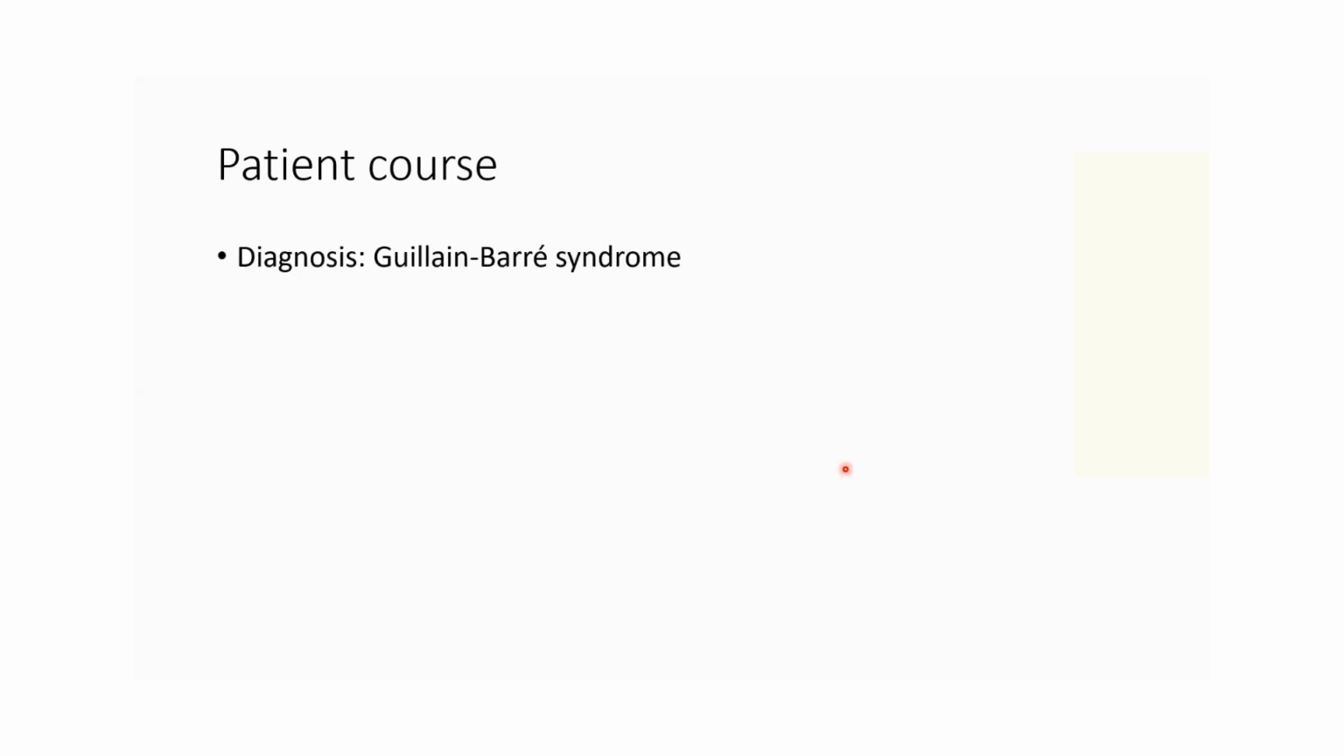So how did he do? So we diagnosed him with something known as Guillain-Barré syndrome, which is where you have an autoimmune attack against the myelin that helps insulate your nerves. He was treated with intravenous immunoglobulin. It's thought that that helps bind up some of the antibodies that are doing that attack.